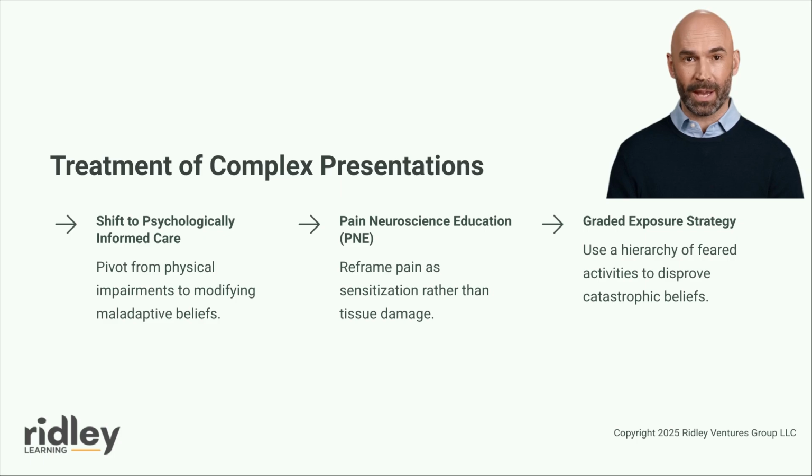Graded exposure systematically addresses avoidance behaviors that maintain her disability. A hierarchy of feared activities is constructed, ranking from least to most anxiety-provoking. Exposure begins with activities that produce minimal fear and progresses gradually as each level is mastered without the feared consequences occurring. Each successful exposure provides evidence that contradicts her catastrophic beliefs, gradually building confidence and reducing fear. This approach is more powerful than reassurance alone because it provides experiential learning that cannot be dismissed.